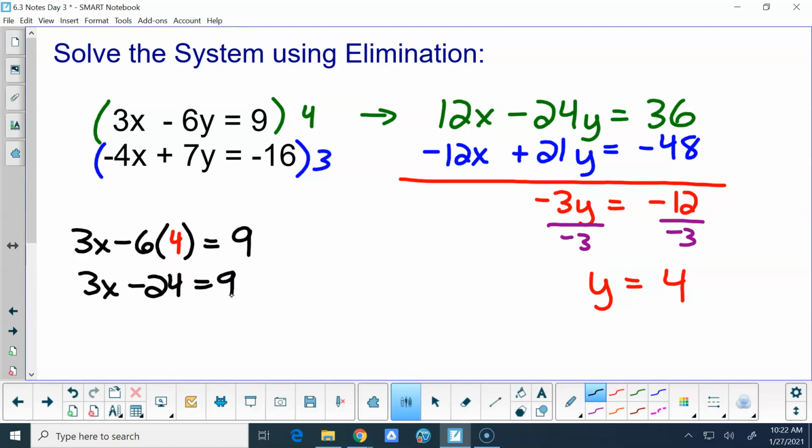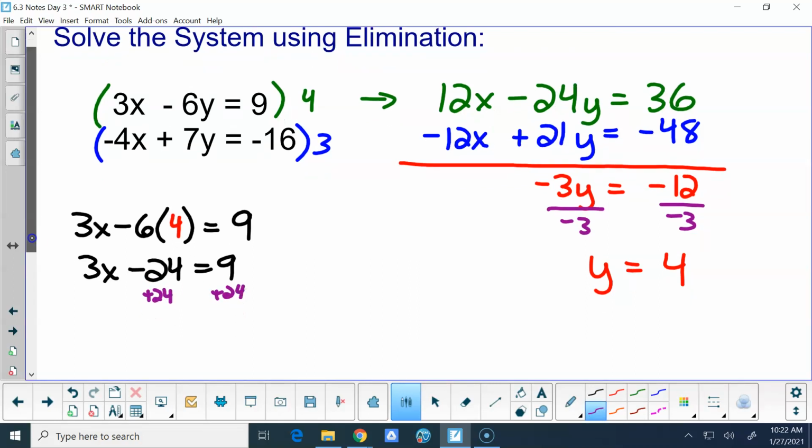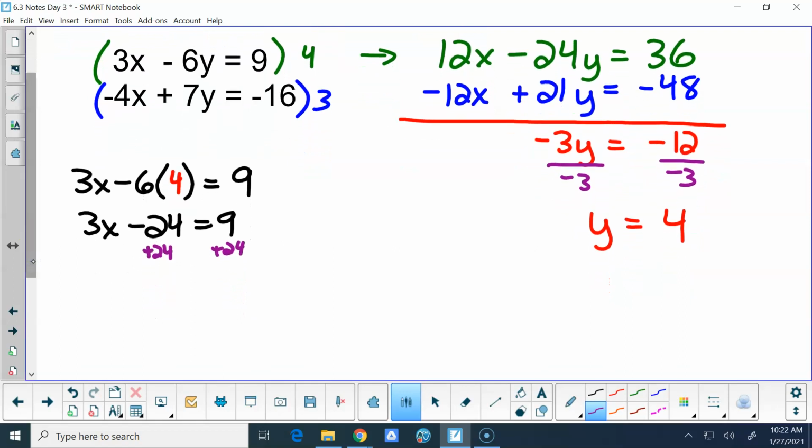Add 24 to both sides. That's going to be 3x equals 33. Dividing both sides by 3 gives me x equals 11. Checking it.